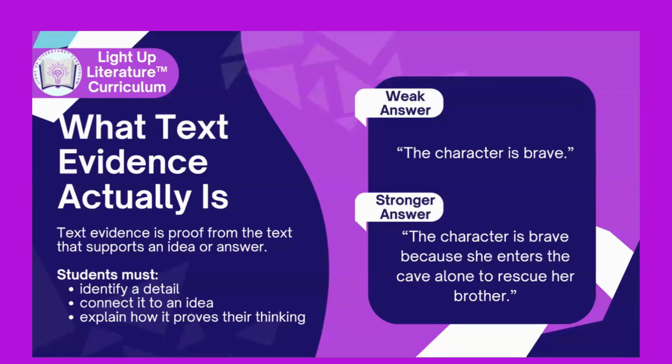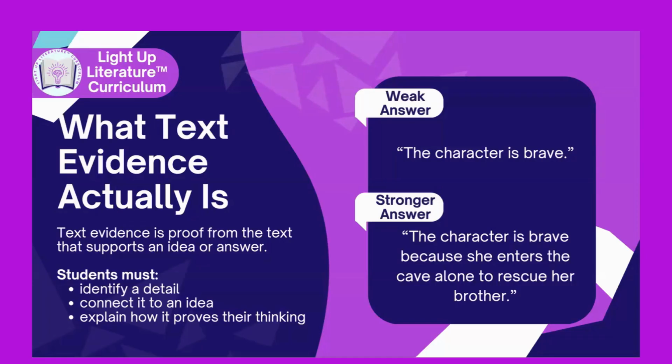What text evidence actually is. Before we teach strategy, students need to understand what exactly text evidence means. Text evidence is simply proof from the text that supports an idea or answer. As parents and teachers, we know that, but we have to show that to our kiddos so that they can get it. First, students identify a detail from the passage. Second, they connect the detail to the idea. And then third, explain how the detail proves their thinking.